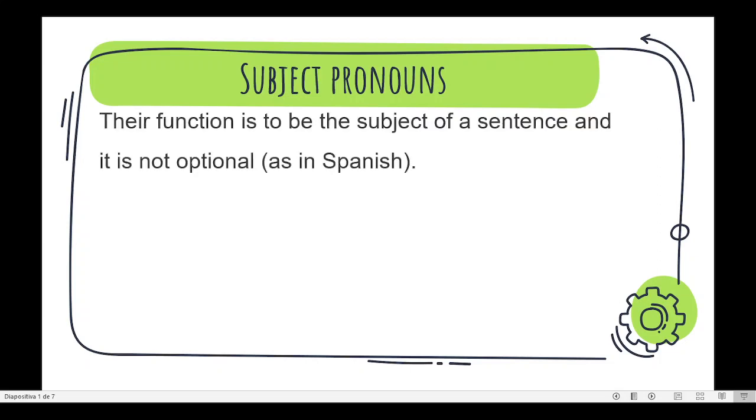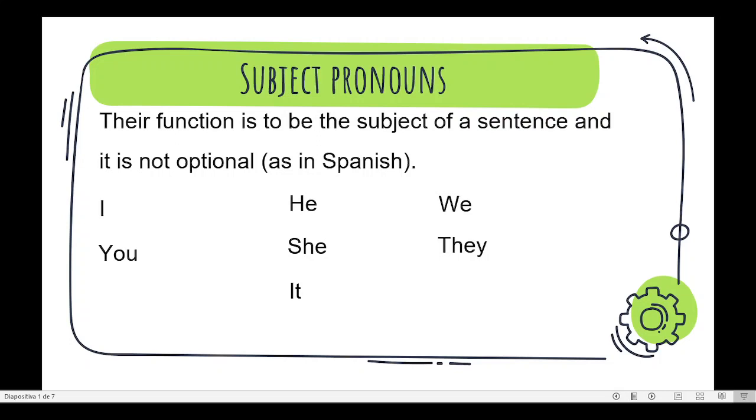Let's go! Their function is to be the subject of a sentence, and it is not optional, as in Spanish. I will pronounce the subject pronouns. Please repeat after me. I, you, he, she, it, we, they. Those are the subject pronouns.